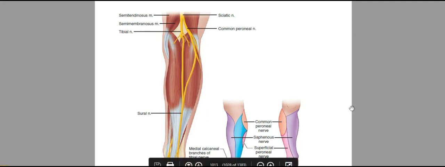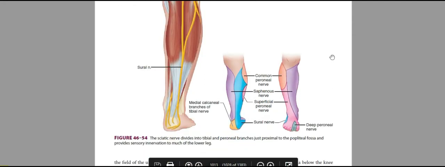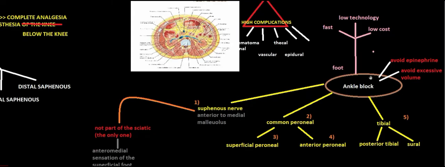We mentioned this is the sciatic nerve proximal to the popliteal fossa. It divides into the common peroneal nerve, which supplies the lateral upper part of the leg, and the tibial nerve. The tibial nerve divides into the posterior tibial and the sural nerve. Okay, this is the sural nerve, and this is the common peroneal nerve, the branches of the sciatic nerve. So the popliteal approach will be attached with the video.